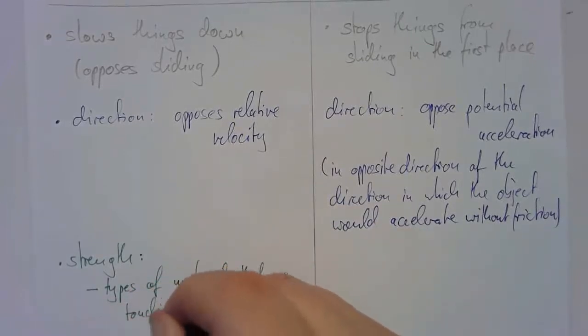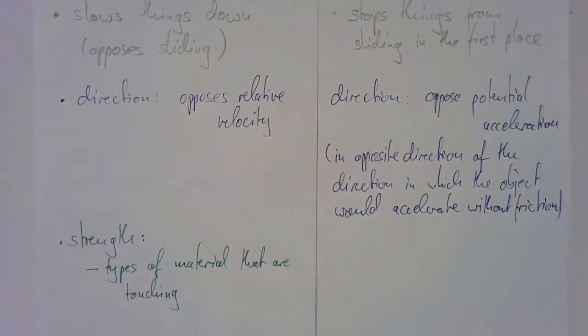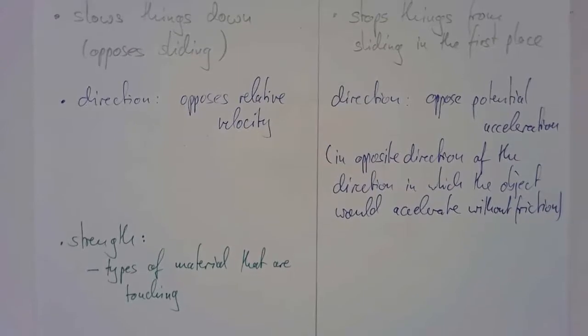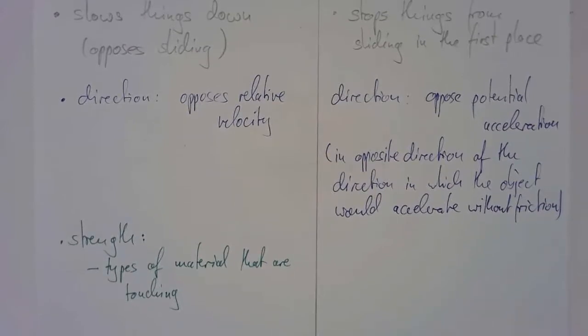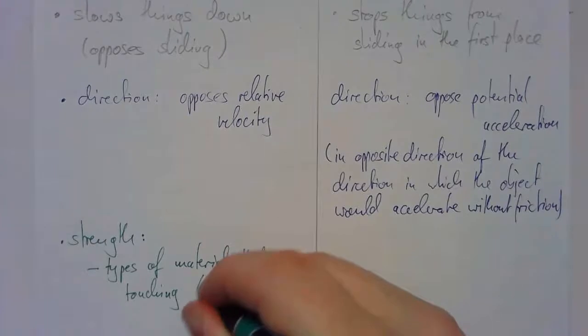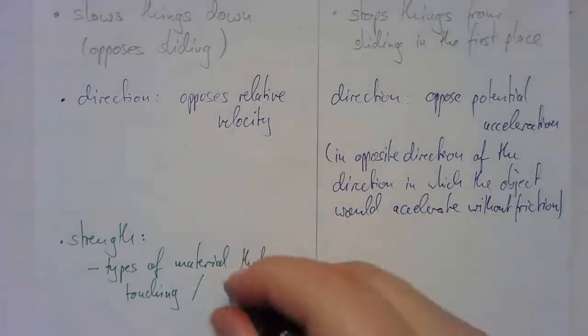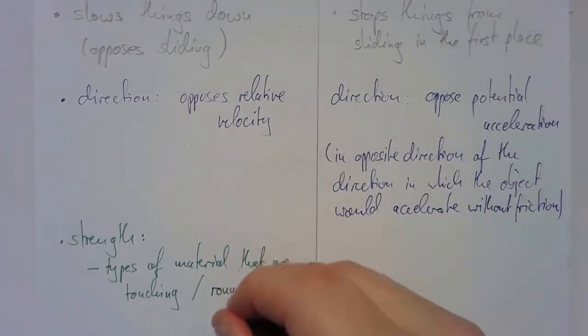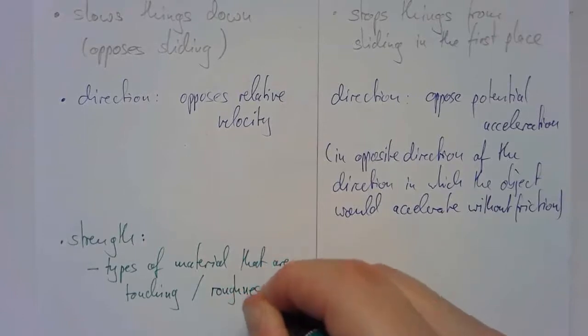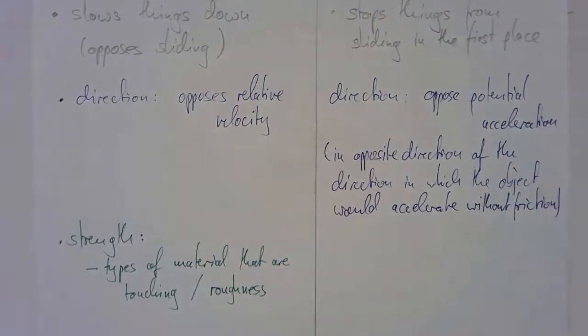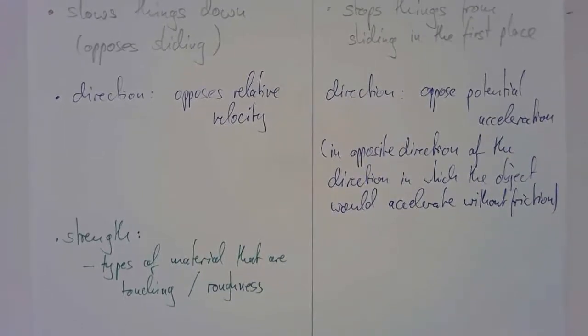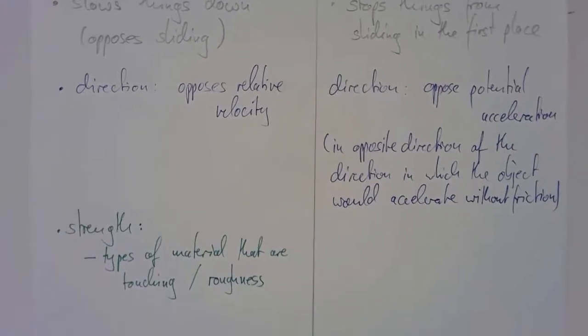Right? Is it a sheet of ice? Is it two sheets of metal? Is it cardboard and wood? What is it? What types of material are touching? And roughly speaking, we might say this will depend on the roughness of the surface, though that's only a very vague guide. It's not always quite accurate if you think of it that way, but it gives you the right idea. Types of materials that are touching.